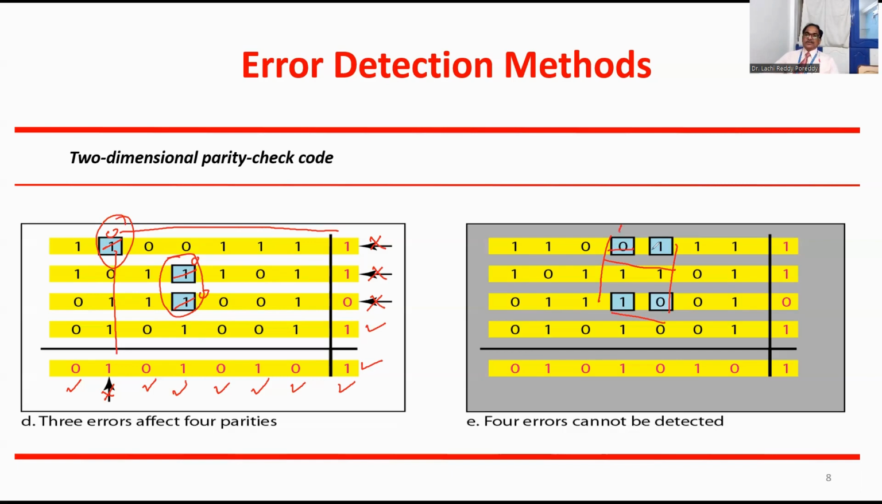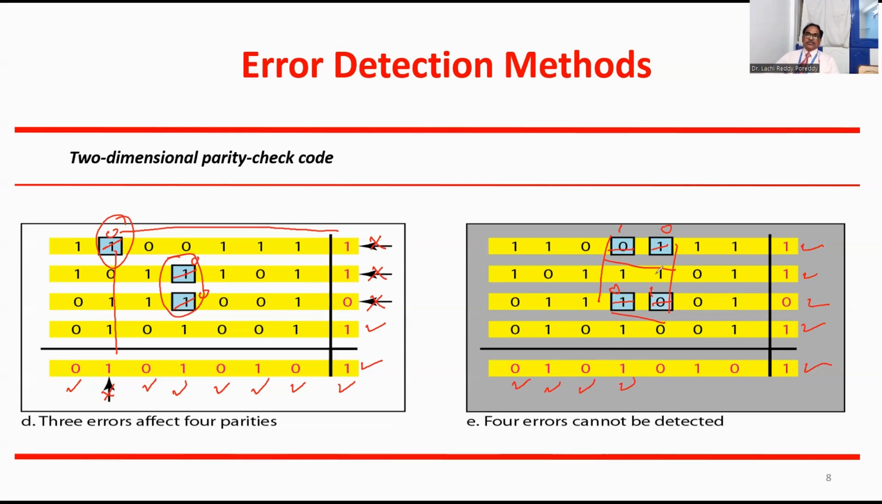If this is 1 and this is 0, and this is 0 and this is 1. You see 1, 2, 3, 4, 5, 6, no errors. This, even, no errors. This 1, 2, 3, 4, no errors. 1, 2, 3, 4, no errors. 1, 2, 3, 4, no error. All rows are okay. But in 2 rows, 2 errors are there, but undetectable. In this column, even, no error. In this column, even, no error. In this column, even, no error. In this column, 1, 2, 3, 4, even, no error.